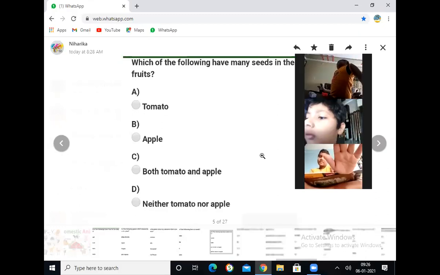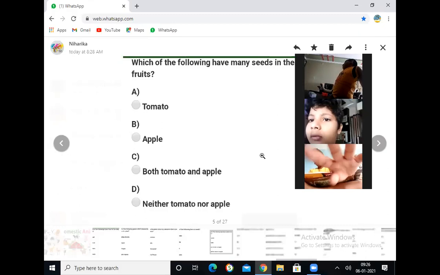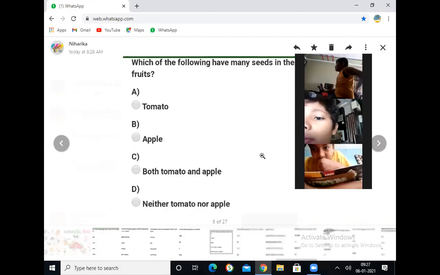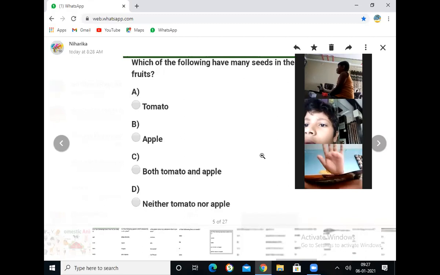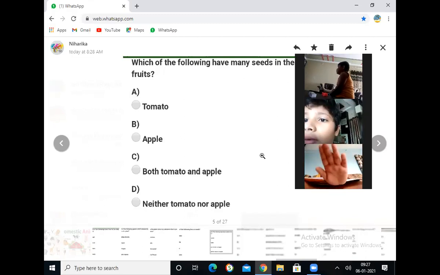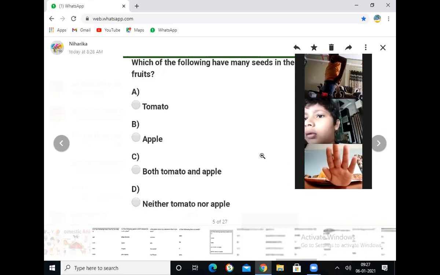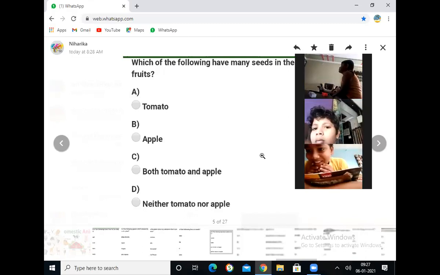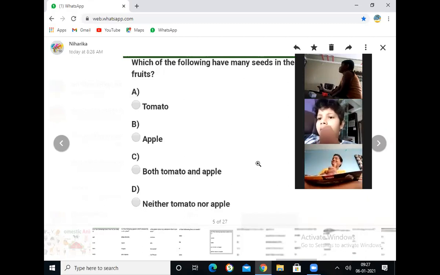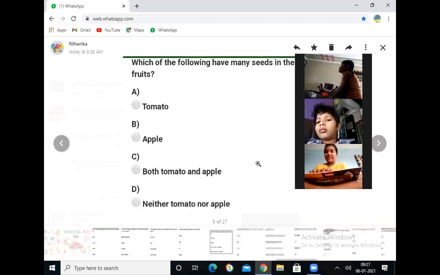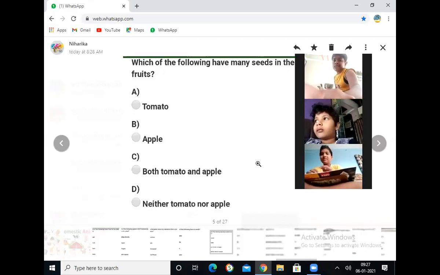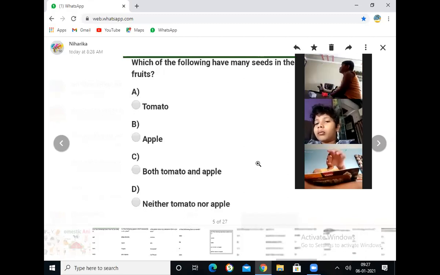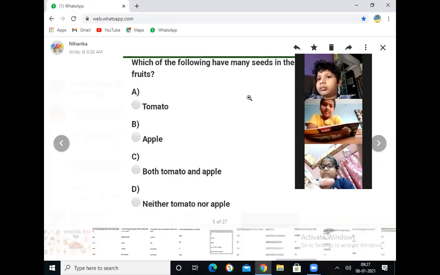Gagan, you raise your hand. What is the answer, Gagan? Revan, sit properly. Look at the camera. Where are you looking? Apple. Wrong answer. Okay, Babish, unmute. Tomato, teacher. Yes, tomato is the right answer. Tomato has many seeds. By cutting the tomato, you can see half of the part has seeds and the other half also has seeds. Next question.